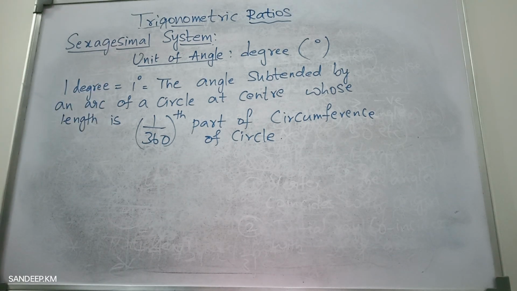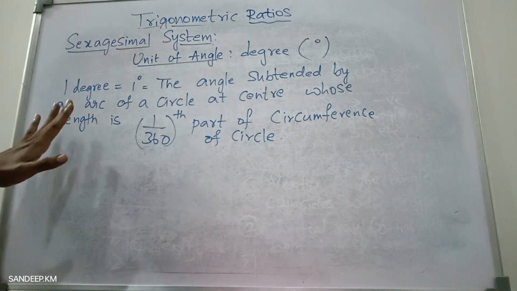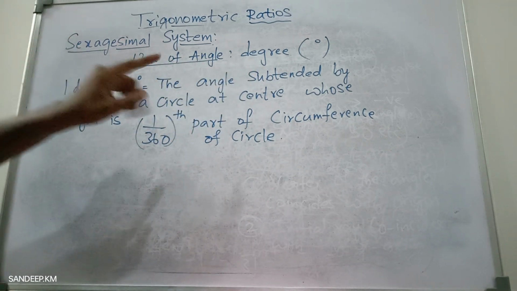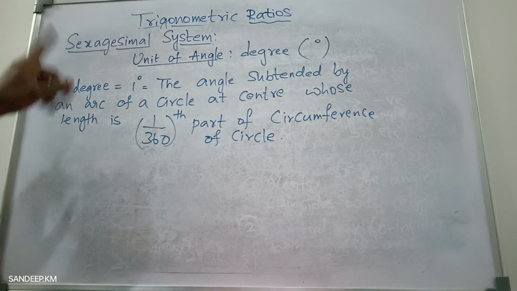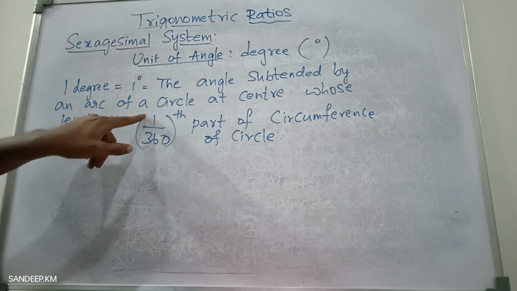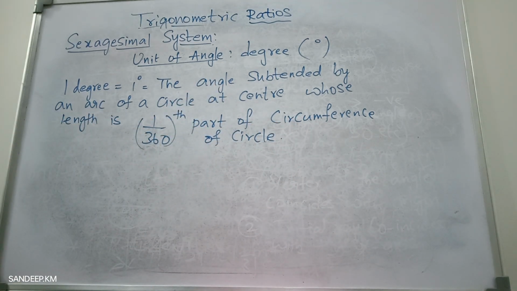See, 1 degree is the angle subtended by an arc of a circle at the center of the circle, whose length, meaning the arc's length, is 1 by 360th part of the circumference of the circle. Okay, this is the definition. And how to understand this definition?